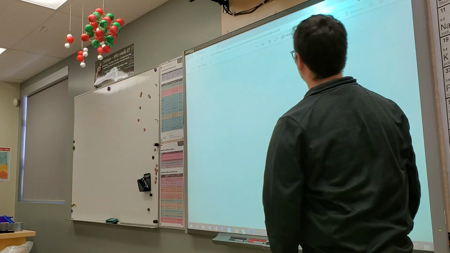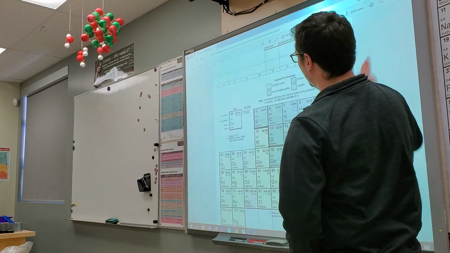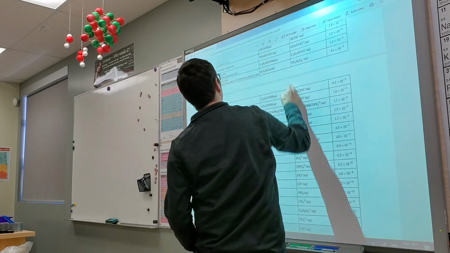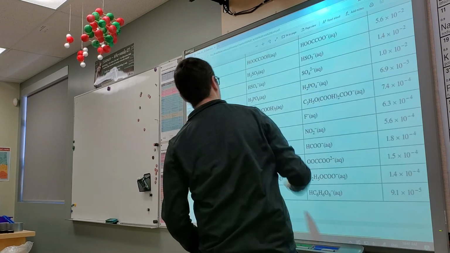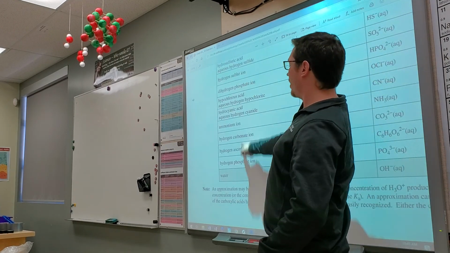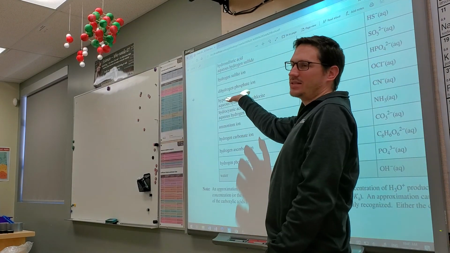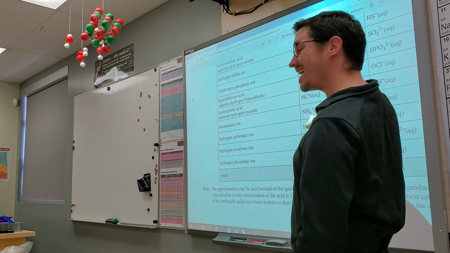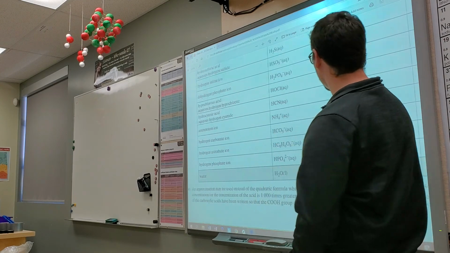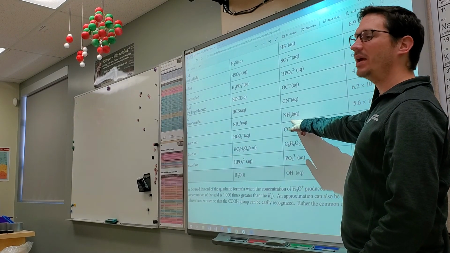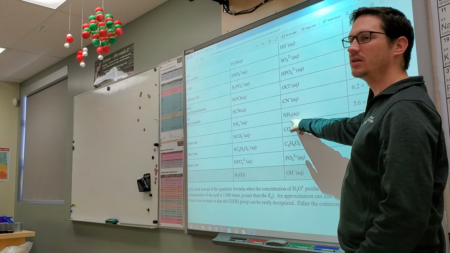Now let's take a look. I'm gonna look for ammonia. And keep in mind, it's not going to say ammonia anywhere over here, right? It's not going to say the base name, but it's going to say the conjugate acid of it, right? Okay, cool. So we see that it's a base. Is ammonia a strong base or a weak base?